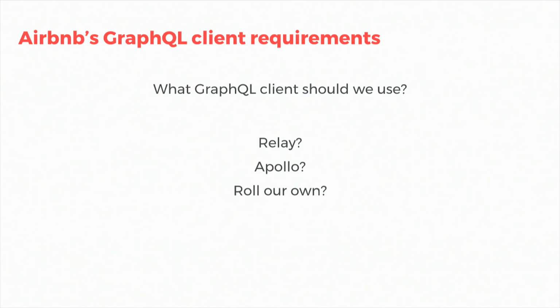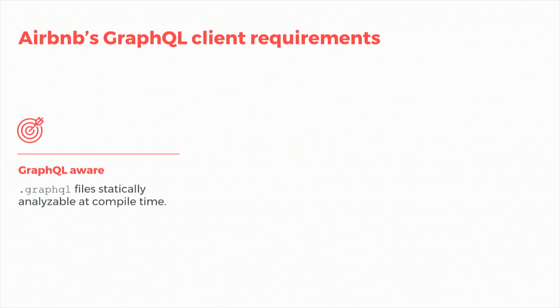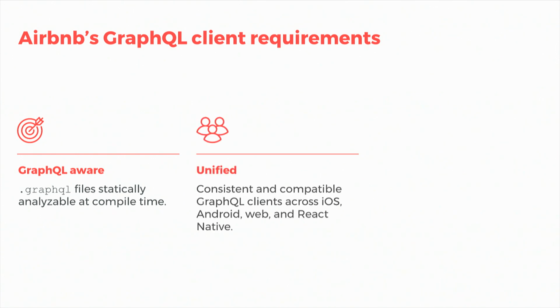But before we could get there, we had to answer an important question. Which GraphQL client should we use? Should we use Relay? Apollo? Maybe we should roll our own. So we sat down and wrote down a bunch of requirements of something we'd want to see in the GraphQL client we chose. One of them was that we wanted GraphQL to be a first priority feature in the client, for many of the reasons that Martin just explained.